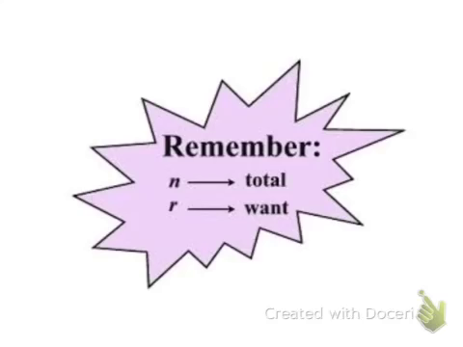Remember, n is the total in the group, r is the number that you want. Permutations: order matters. Combinations: order does not matter.